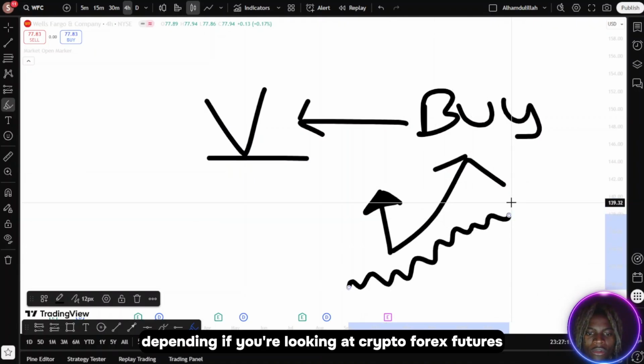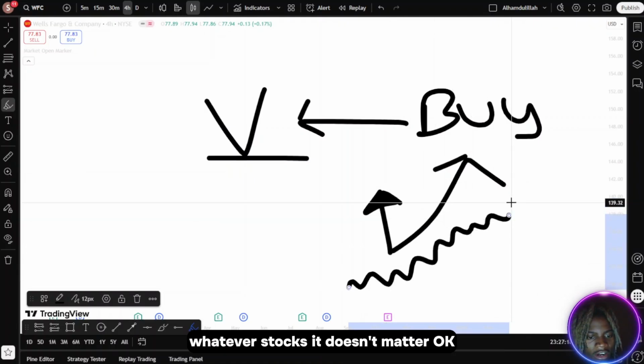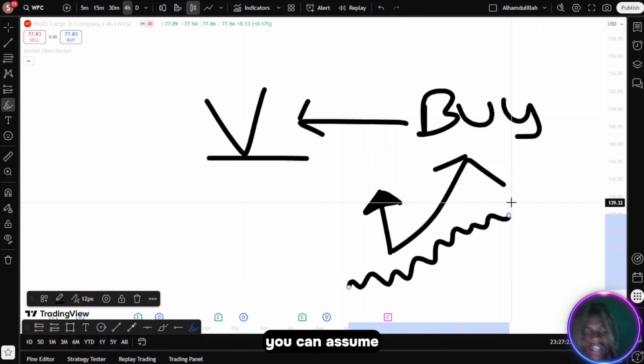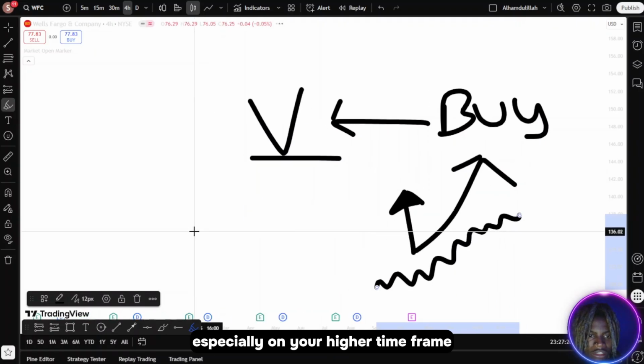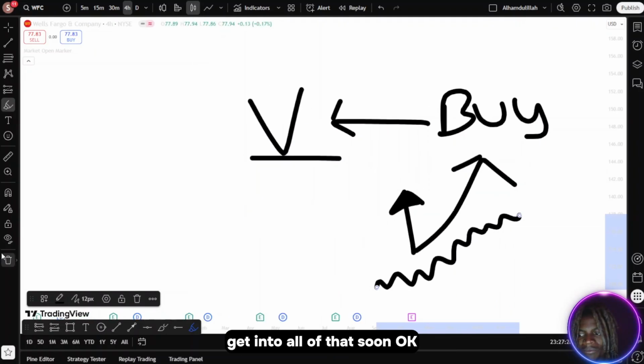Depending if you're looking at crypto, forex, futures, stocks, whatever, it doesn't matter. Okay, you see support being curled, you can assume price wants to go up in an upward direction, especially on your higher time frame. We'll get into all of that soon.